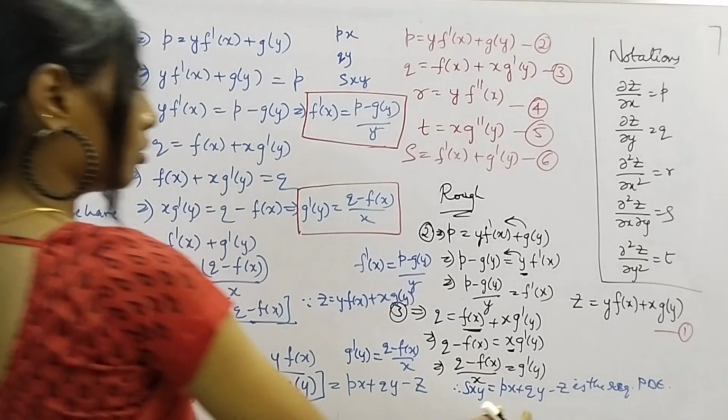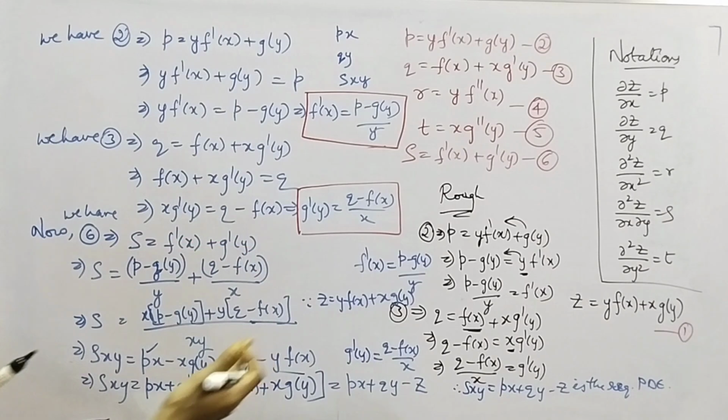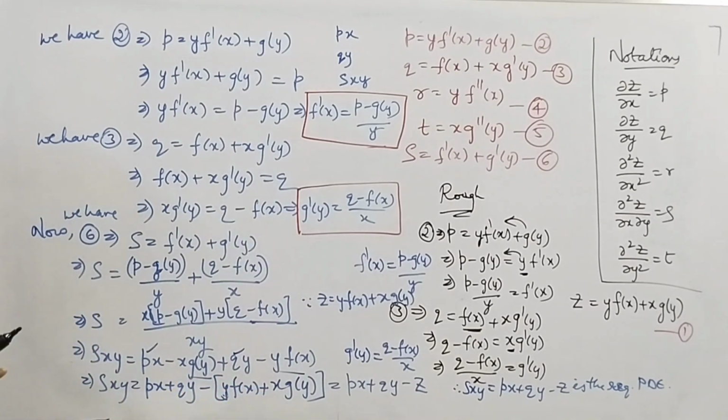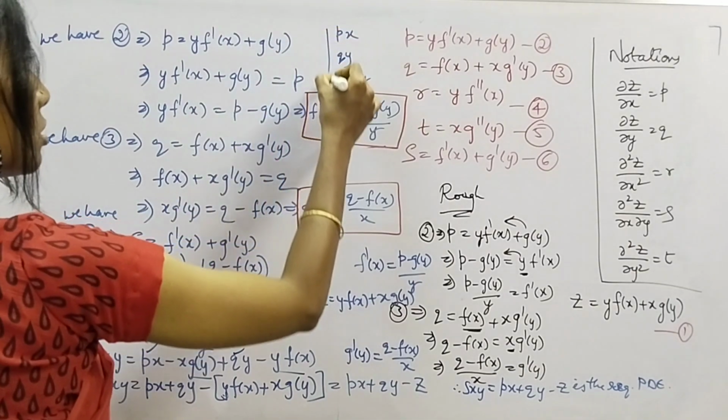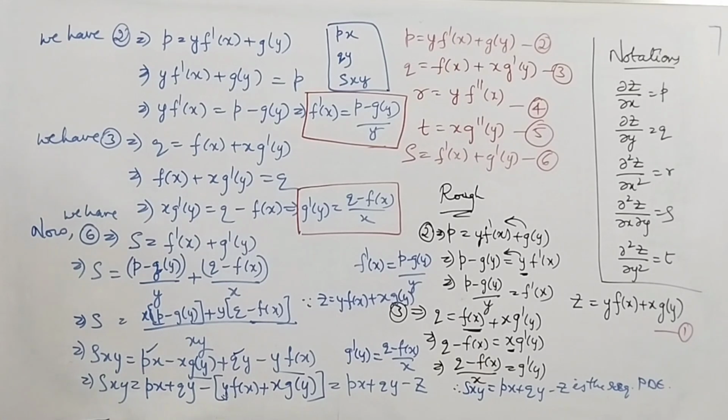See, here we have px plus qy. Like that, we'll do something to get the partial differential equation. We need to use a trial and error method. It's not possible to find the partial differential equation easily in all cases. So we have to keep this in mind: px, qy, sxy.